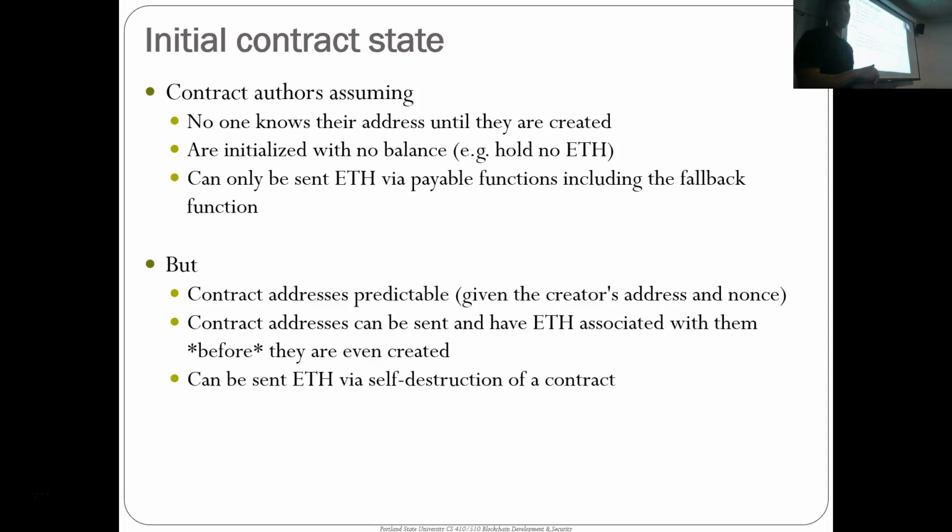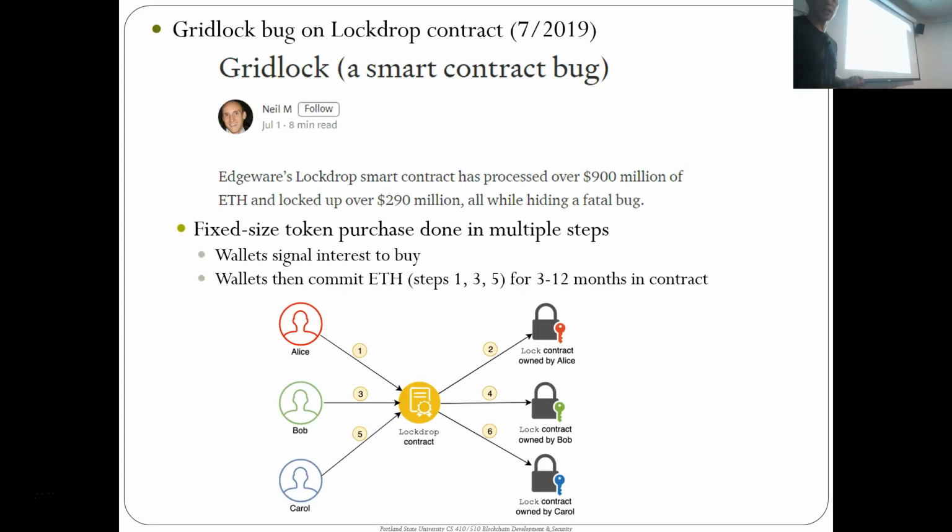The contract addresses that are created are predictable. They're predicted based on the creator's wallet address and the wallet address's nonce. The contract addresses, if you know them, can be sent ether ahead of time before they're even created. And then finally, you can be sent ETH in a self-destruct of a contract, which we've already done. That was actually our first smart contract, showing you how to do that. Okay, so this is an example of how that assumption breaks down.